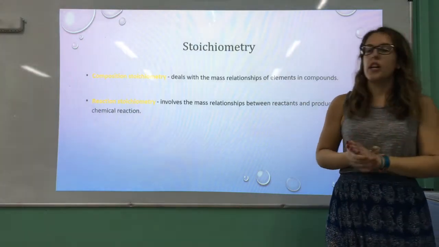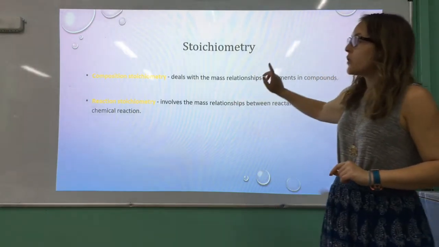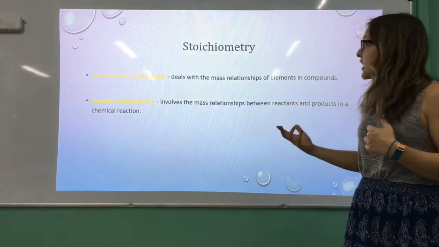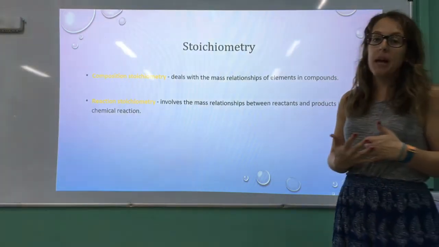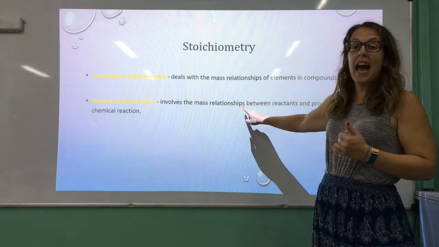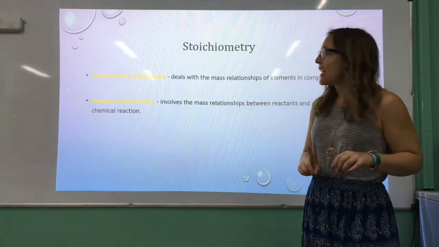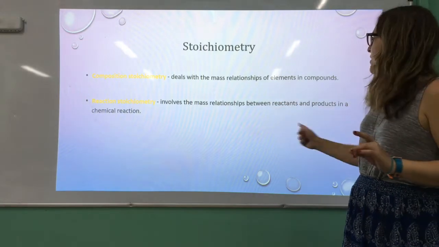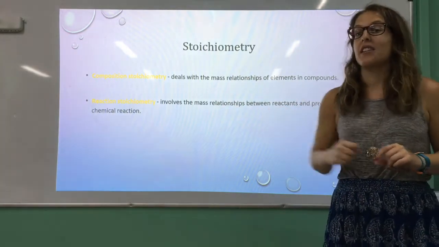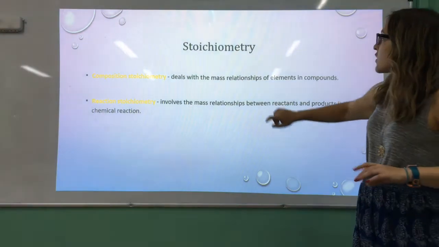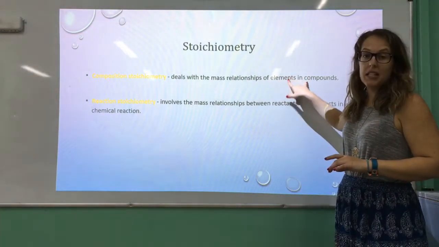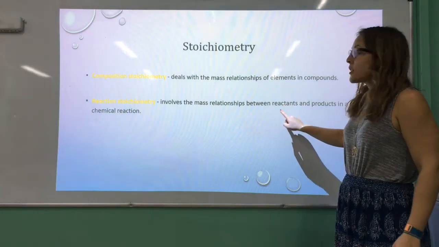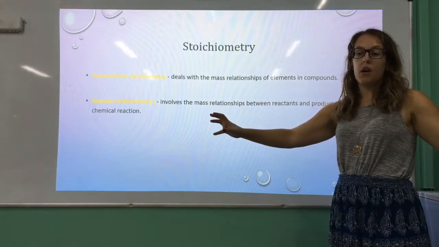So stoichiometry, there are two types. We're going to talk about composition stoichiometry, which deals with the mass relationship of elements and compounds, and we will talk about reaction stoichiometry, which I bet you can guess involves the mass relationship between reactants and products in chemical reactions. So we can see that this is the elements in the compound, so if we're looking at a specific compound, and this talks about the reactants versus the products.